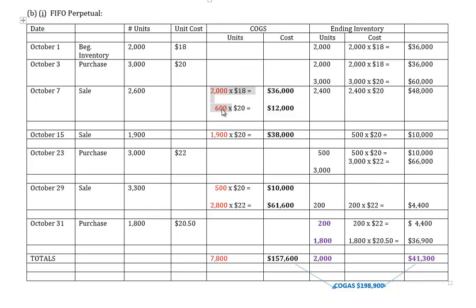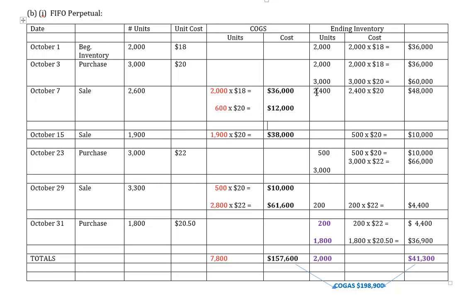Right? And I'm taking these 600 out because they're coming from the 3,000 at what I paid for those 3,000 units, which was $20 a unit, right? So now, if I'm costing the 2,600 units, now I'm going to have 36,000 plus 12,000. So far, my cost of goods sold is 48,000 so far, right? So that's that. But what's left in ending inventory?